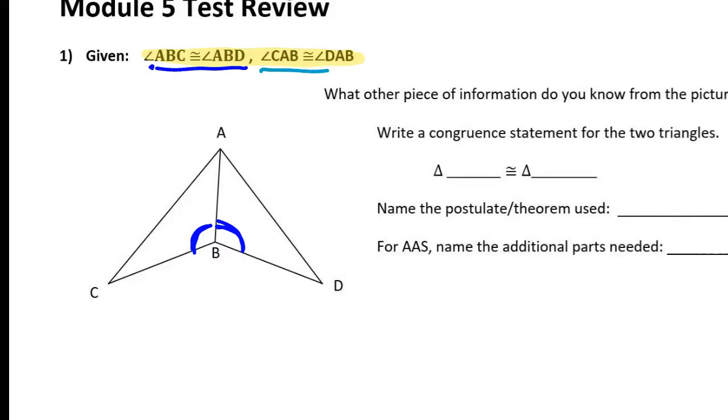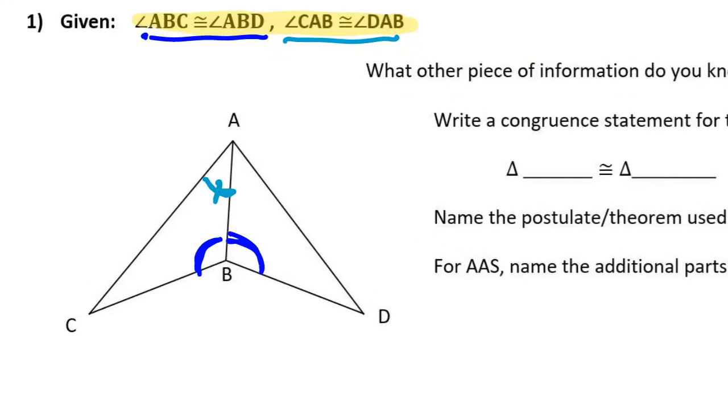The second piece of given information is angle CAB. Angle CAB, and angle DAB, so this angle over here, are congruent. These are the two pieces of given information.